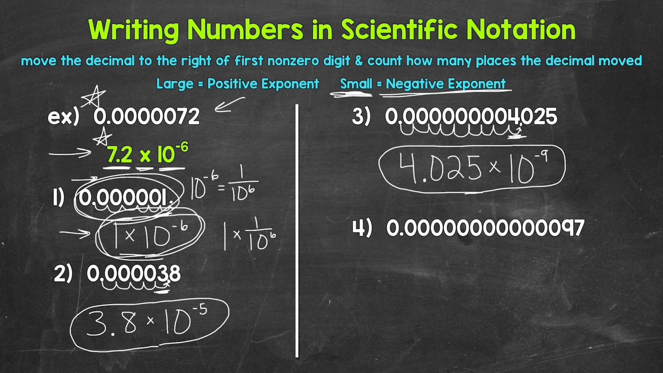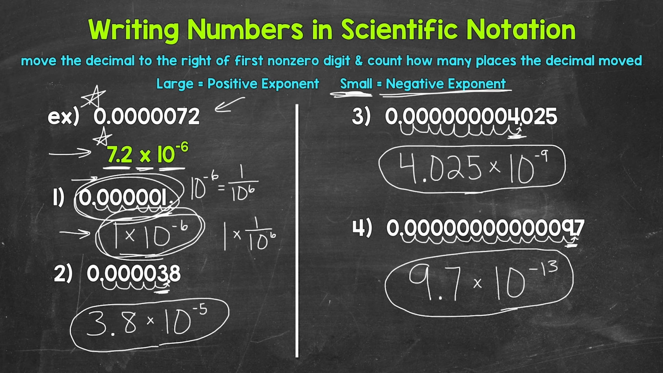Lastly, moving on to number 4, we need to start by finding that first non-zero digit. So looking from left to right, that's going to be this 9 right here. So let's move the decimal to the right of that. We need to move the decimal once, twice, 3 times, 4 times, 5, 6, 7, 8, 9, 10, 11, 12, 13. So we have 9.7 times 10 to the power of negative 13. And that's our scientific notation.